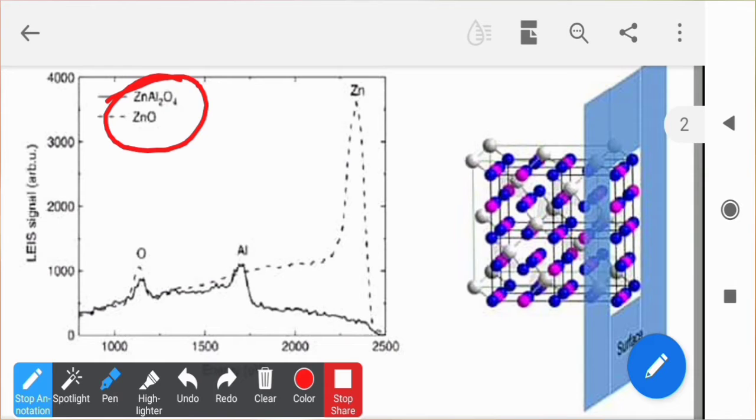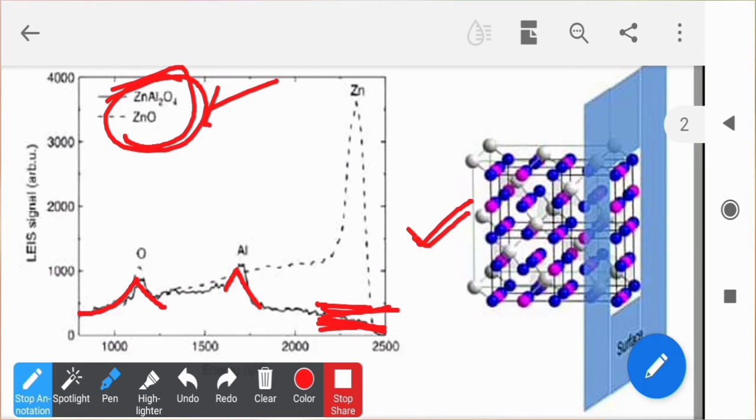Here the spectrum is shown for ZnAl2O4. For that we only get the peaks for oxygen and aluminum; we are not going to get the peak for zinc. It is expected that a zinc peak should be obtained by some other technique, but if we use low energy ion scattering, then zinc ions are not observed in the spectra. The reason is that this whole structure is formed likewise.